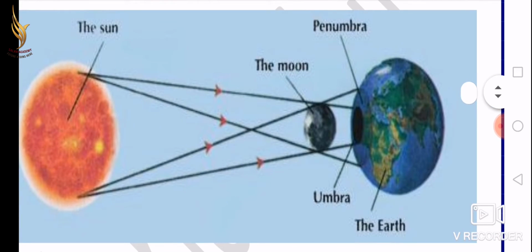The moon hides sunlight from Earth, and a shadow of the moon is formed on the Earth. This phenomenon is called solar eclipse. Eclipse means hide or disappear. So solar eclipse means sunlight hidden from us on the earth. So can you understand what's meant by solar eclipse?